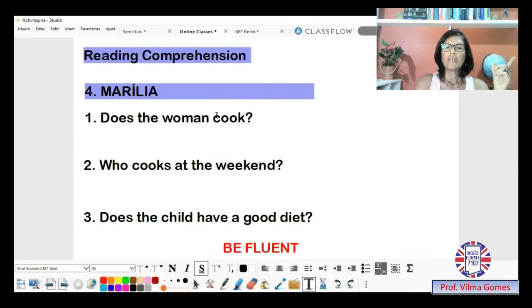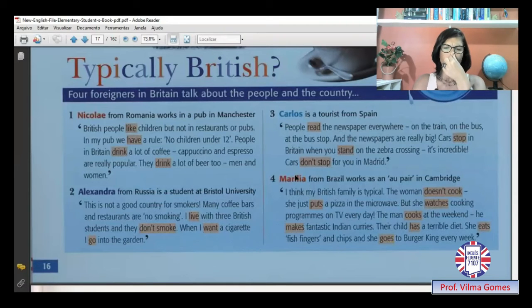Number 1. A mulher cozinha. Number 2. Quem cozinha no fim de semana? Number 3. Does the child have a good diet? A criança tem uma boa dieta? Vamos lá? Se alimenta bem? Vamos checar. Está aqui no texto. Marília, from Brazil, right? She lives in Cambridge, where she works as an au pair. Então, vamos lá. Does the woman cook?